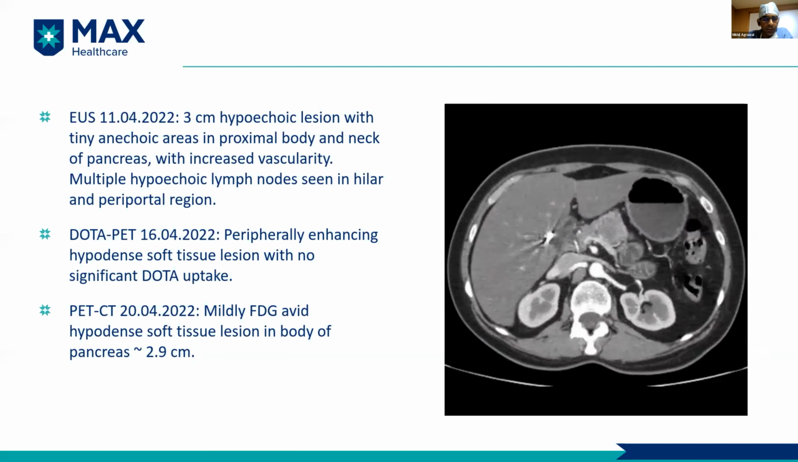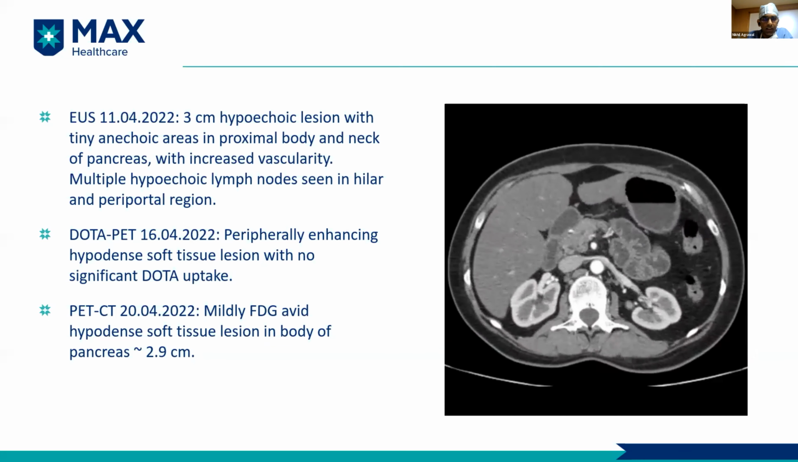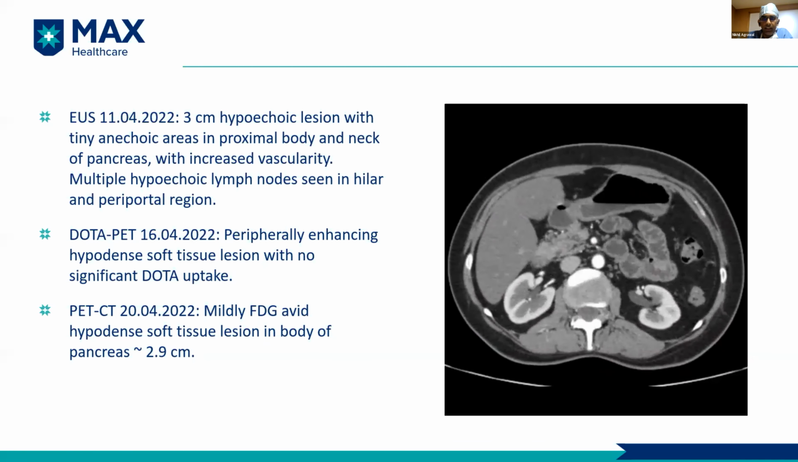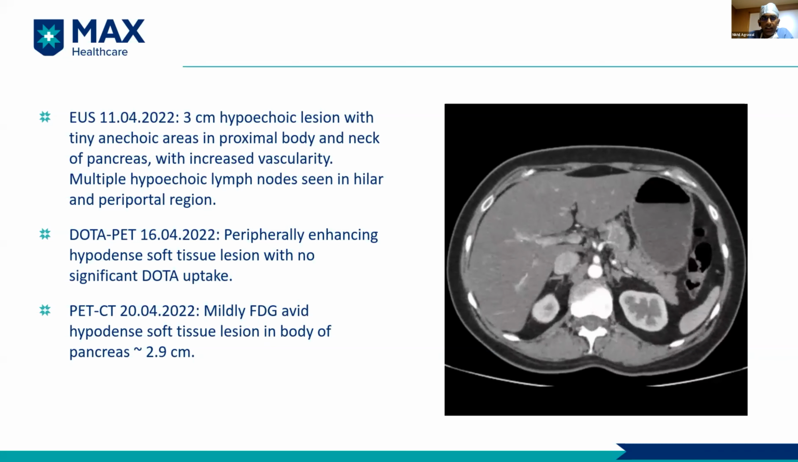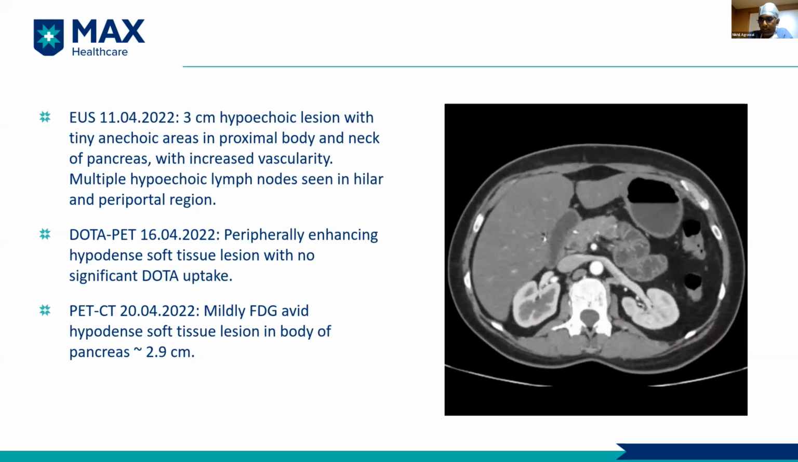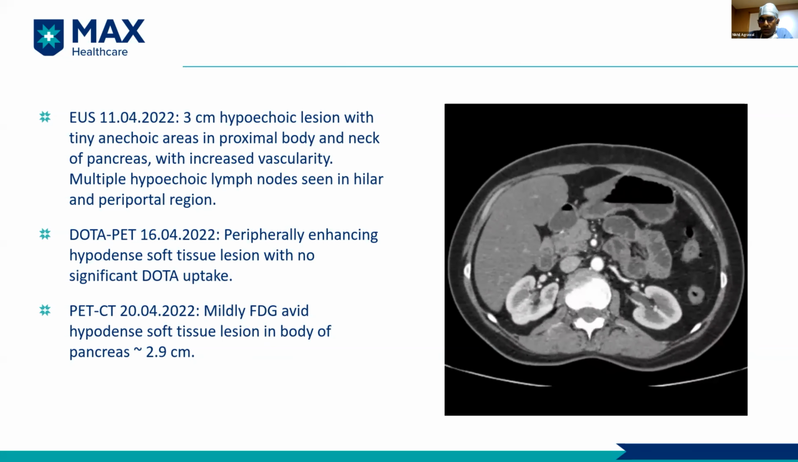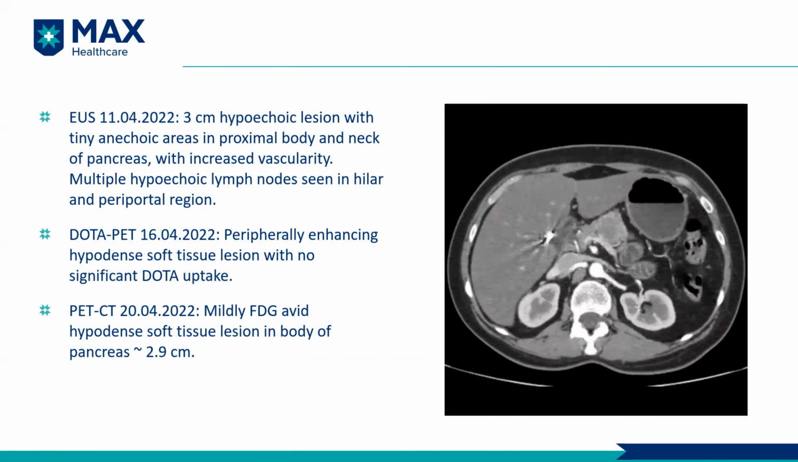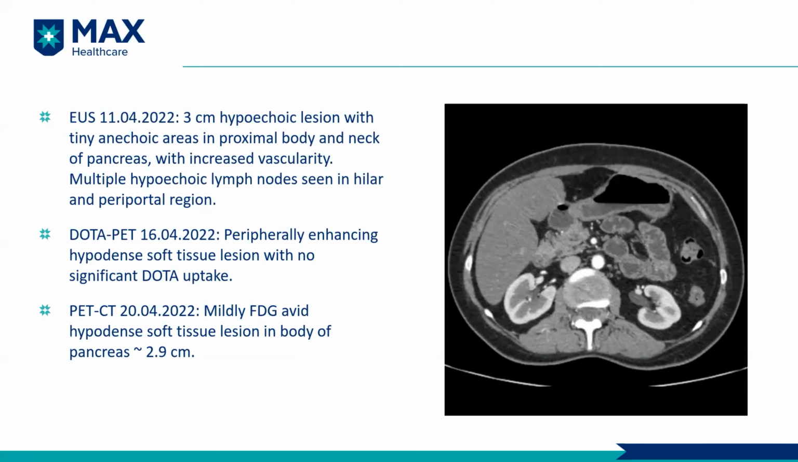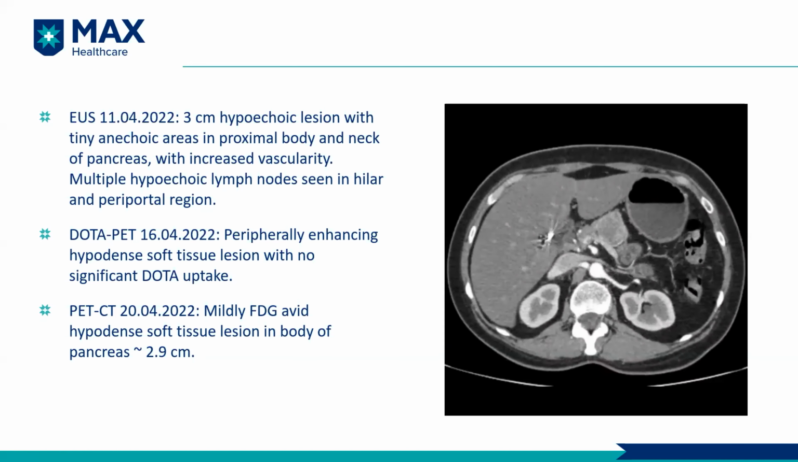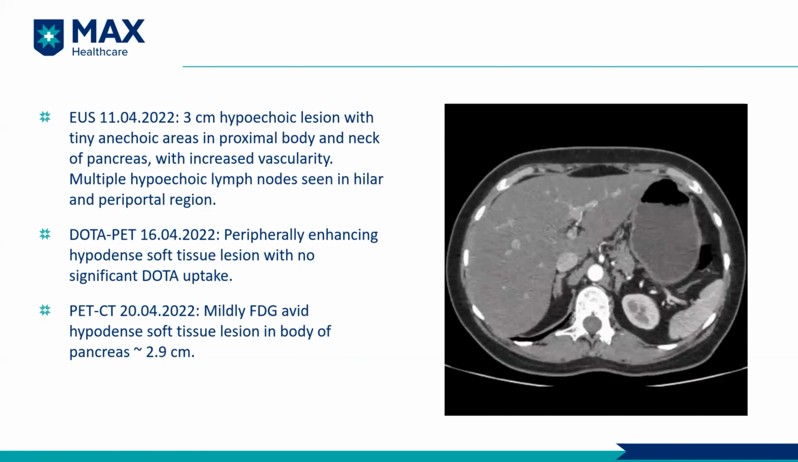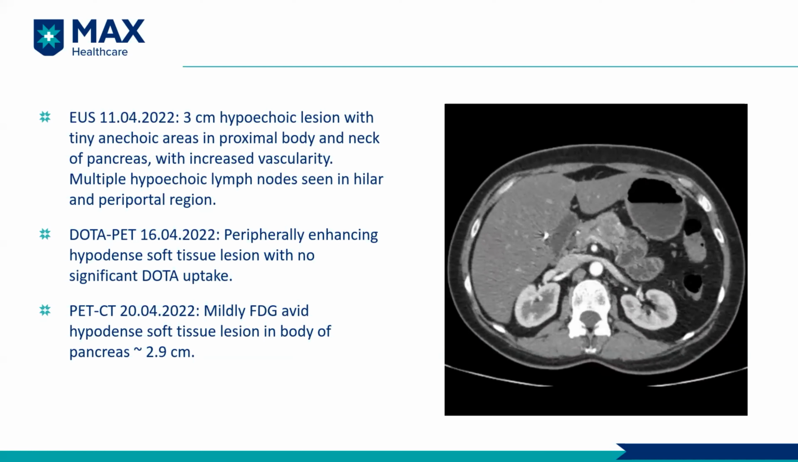So a DOTA PET was done. PET CT was done, and obviously there was no DOTA uptake and mildly FDG avid lesions. This is the CT image, and the EUS finding is there. Dr. Ruchi, can you just explain the CT to us? Yeah, so on the CT image, we can see that there is enhancement in the lesion. There is definite enhancement in the wall and in the septae. Although I just have one phase, the arterial phase, and don't have the baseline non-contrast phase, the lesion appears to be enhancing.